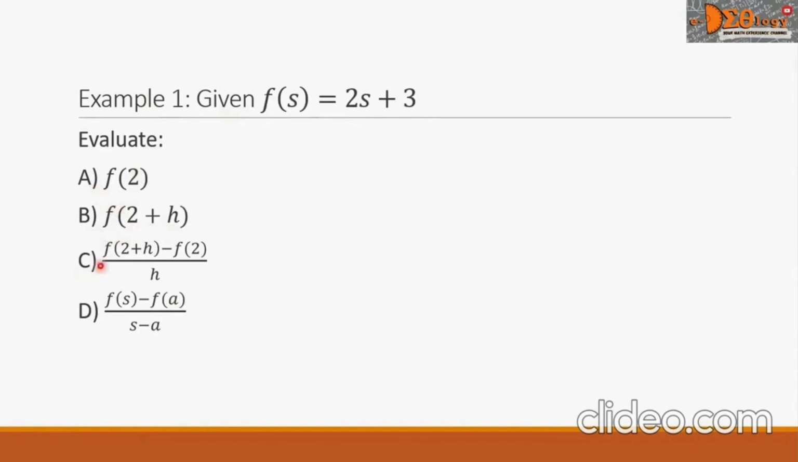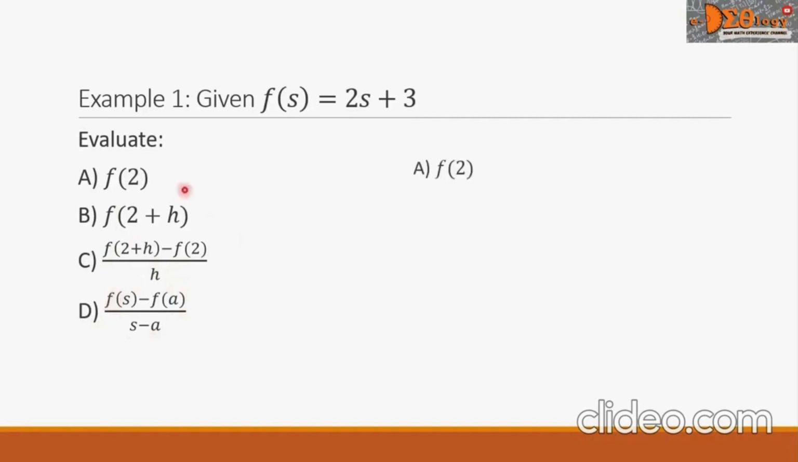Letter c. A fraction whose numerator is the difference of f of 2 plus h minus f of 2, all over h. Letter d. Another fraction whose numerator is the difference of f of s minus f of a, all over s minus a.